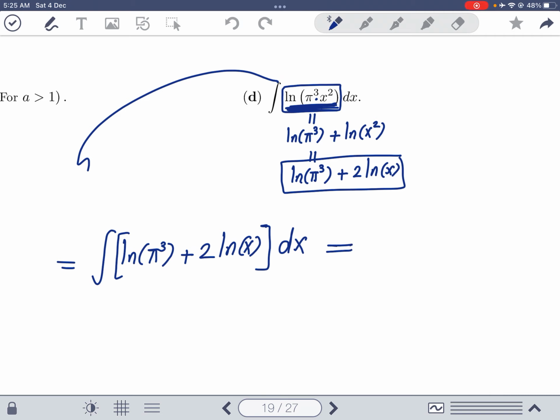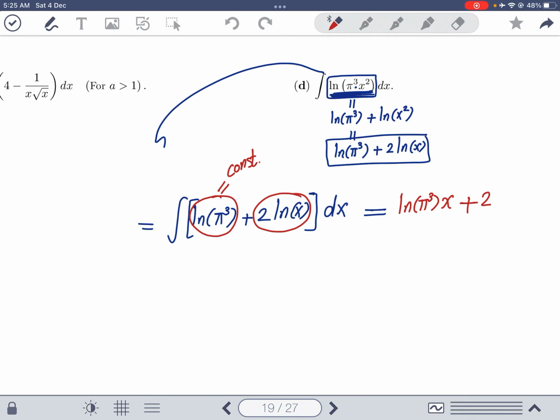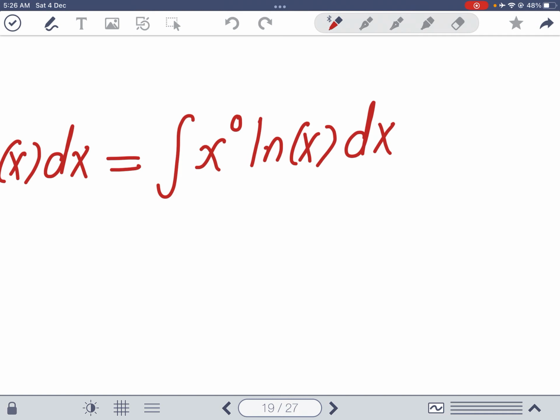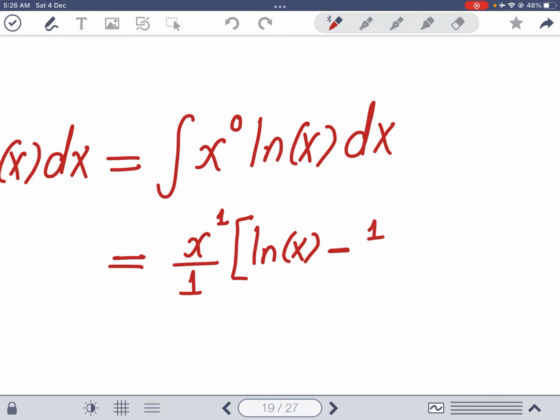And this is much simpler because we know that ln of pi cube is a constant. So integrating a constant is just the constant times x. So this is ln pi cube times x plus the integral of 2 ln x. Remember the integral of ln. So first I want to remind you, the integral of ln x dx is the same as the integral of x to the power 0 ln x dx. And from the formula sheet, this will be x to the 1 over 1 into ln x minus 1 over 1.